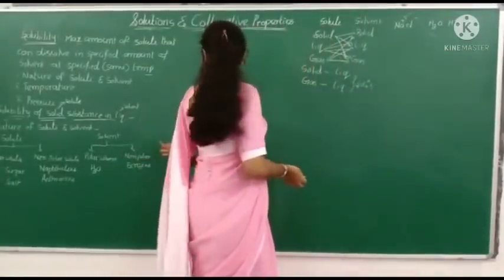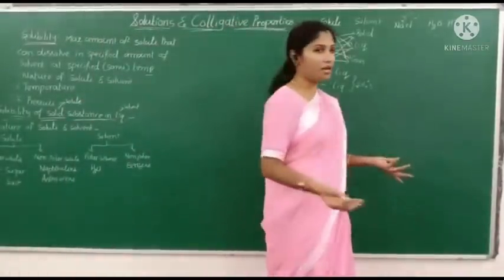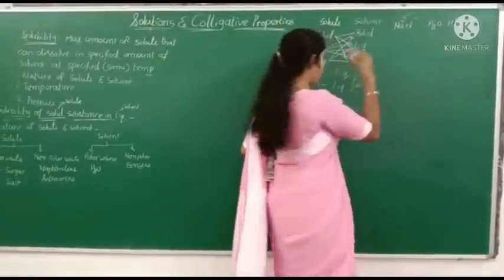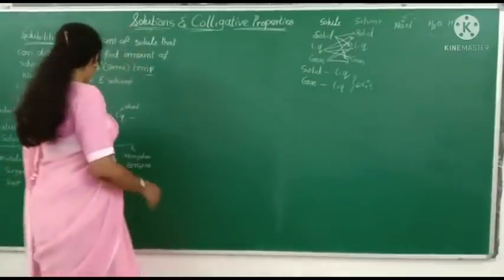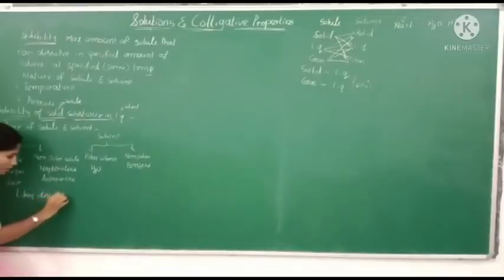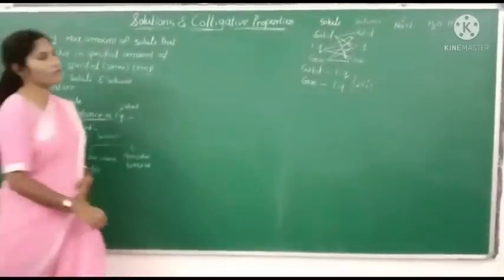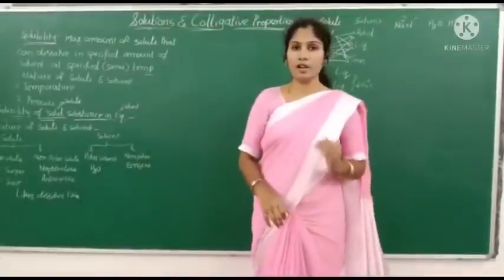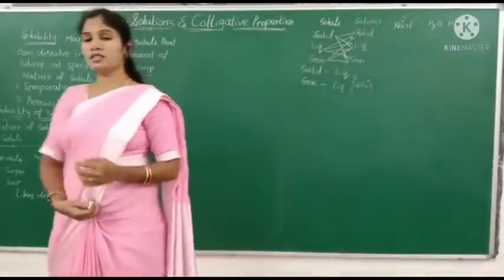Next take a non-polar substance, naphthalene. Naphthalene does not contain any poles, so it cannot dissolve in water because water is a polar solvent. Based on this we can say that like dissolves like. That means polar solutes can dissolve in polar solvents and non-polar solutes can dissolve in non-polar solvents. This is about the nature of solute and solvent on solubility.